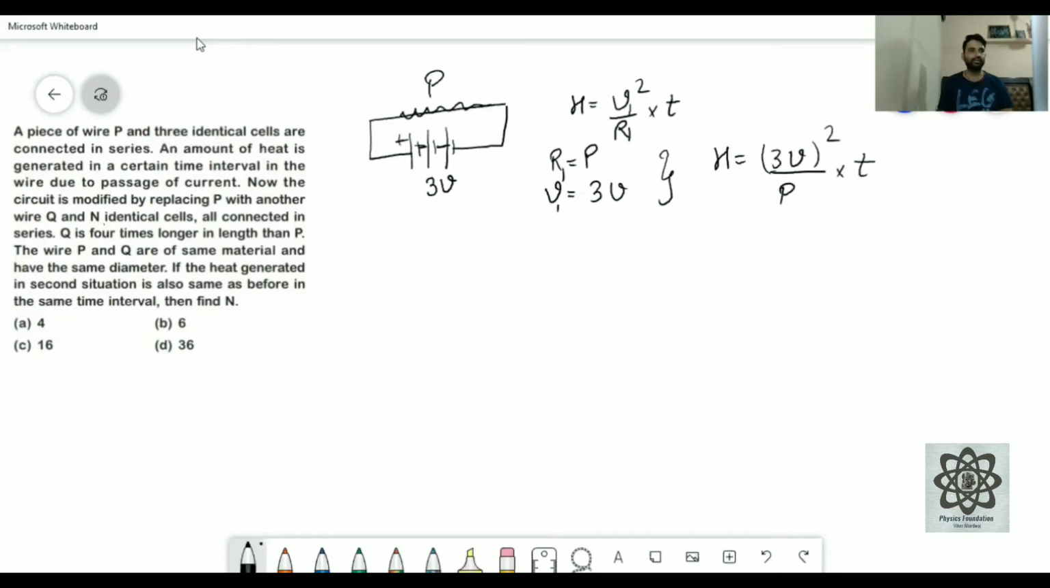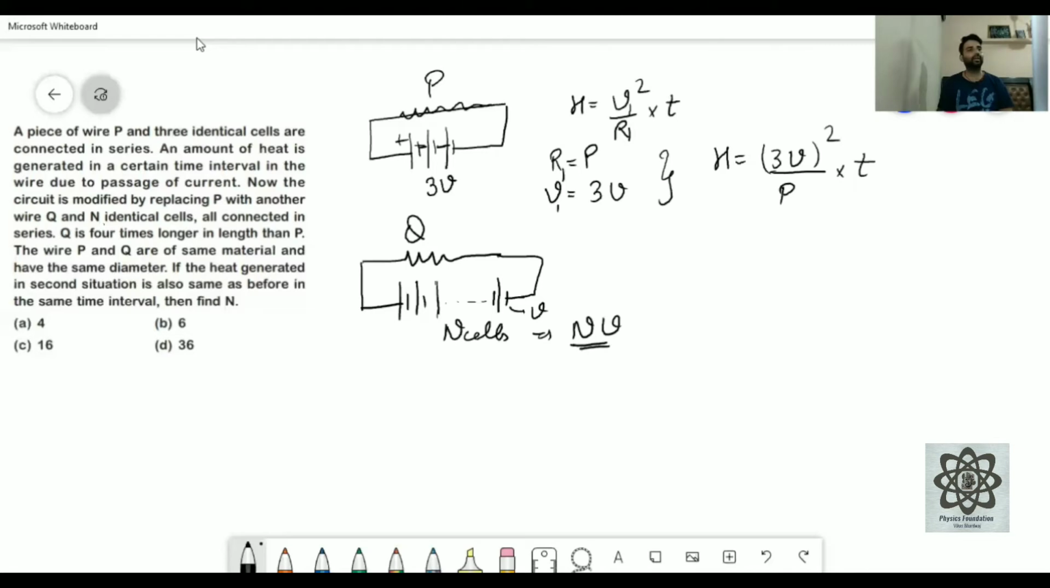Now what it is saying is, the circuit is modified by replacing P with another wire Q and N identical cells. So instead of P, there is wire Q whose resistance is also changed. Then it has placed N identical cells. Earlier it was 3, now it is N. So these are N cells, each having potential V, so the potential difference will be NV. All are connected in series, so we have already taken it.